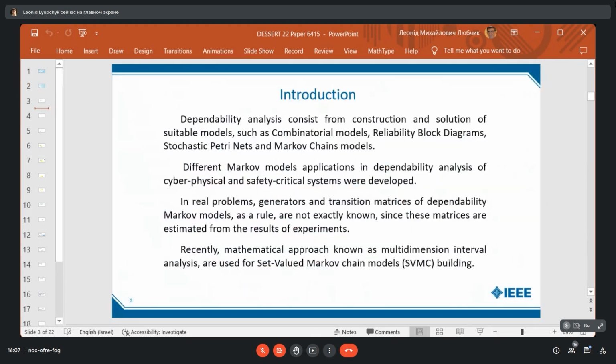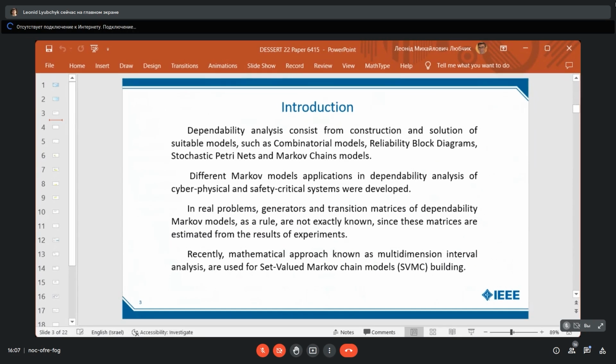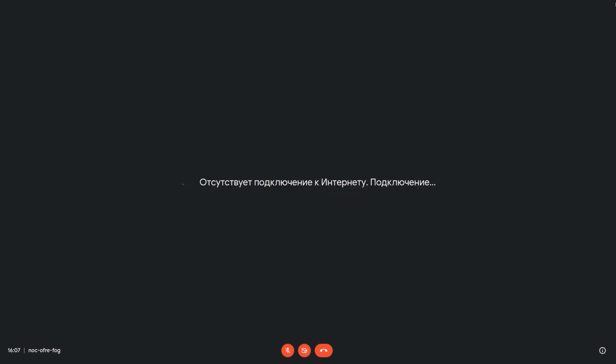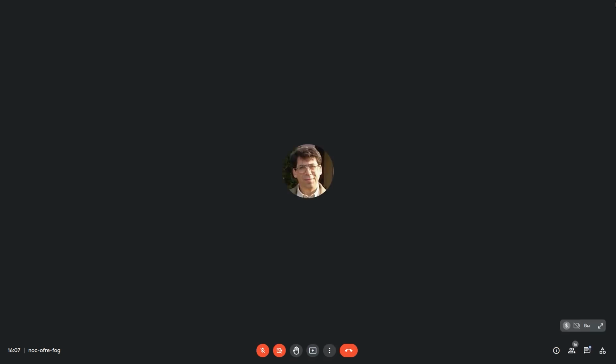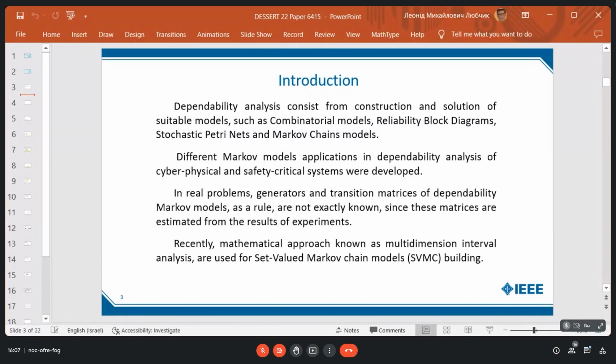First of all, it is well known that dependability analysis consists of construction, solution, and validation of suitable models. There are a lot of models that may be applied to this problem. Most important among them are stochastic Petri nets and the Markov chain model. The Markov chain model is maybe the most popular, most effective approach to modeling different situations in dependability and reliability analysis. But in real problems, transition matrices of dependability Markov models, as a rule, are not exactly known, since these matrices are estimated from the results of experiments.